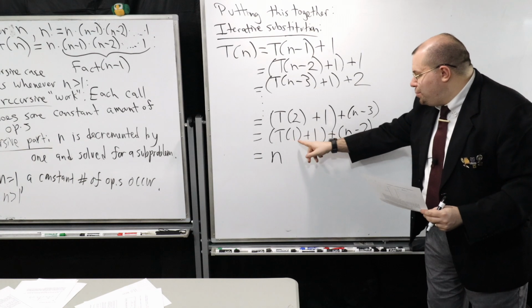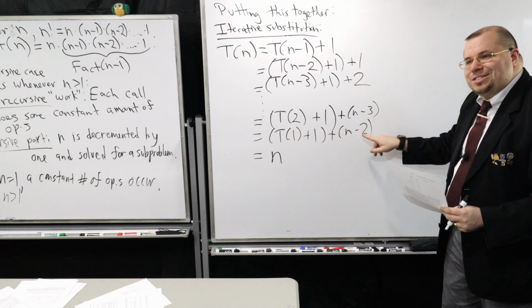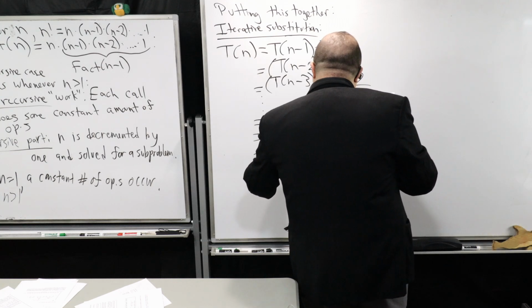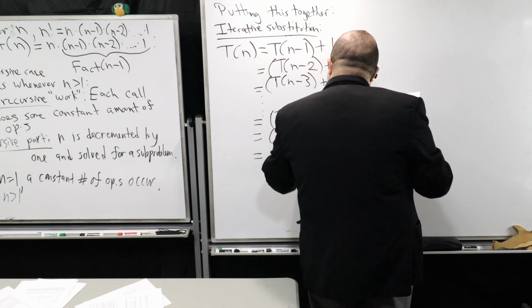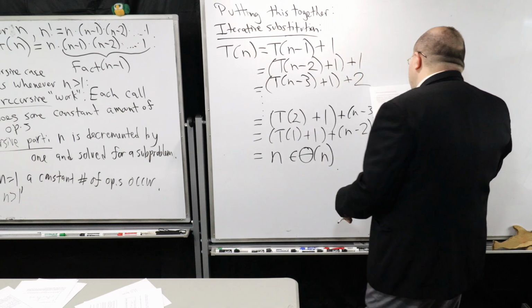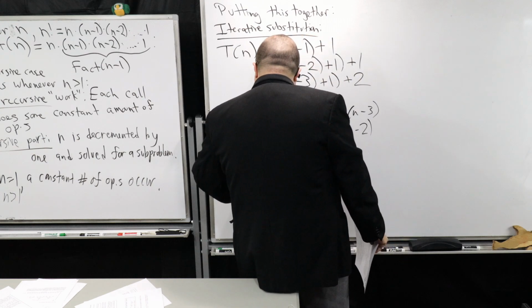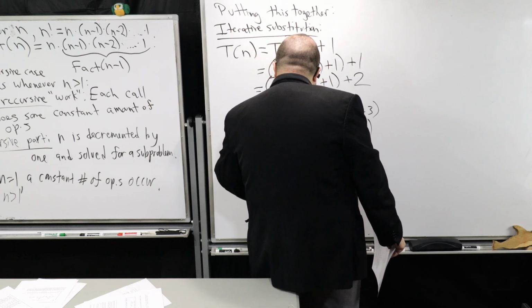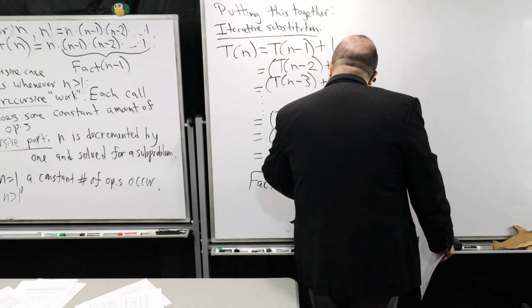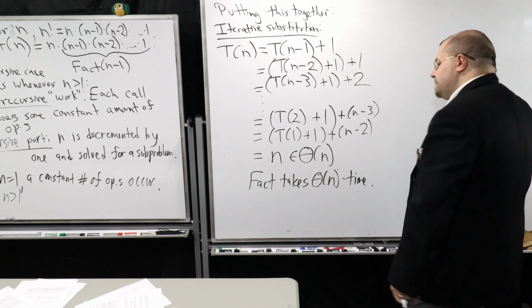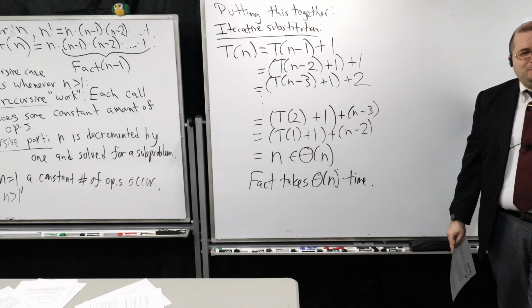But now, if you notice, t of 1 is just 1, right? So I have 1 plus n minus 2, which is just equal to n. But we know right away that that's big theta of n. So that's exactly what you would expect, that it takes big theta n time, right? That's exactly what you'd expect.